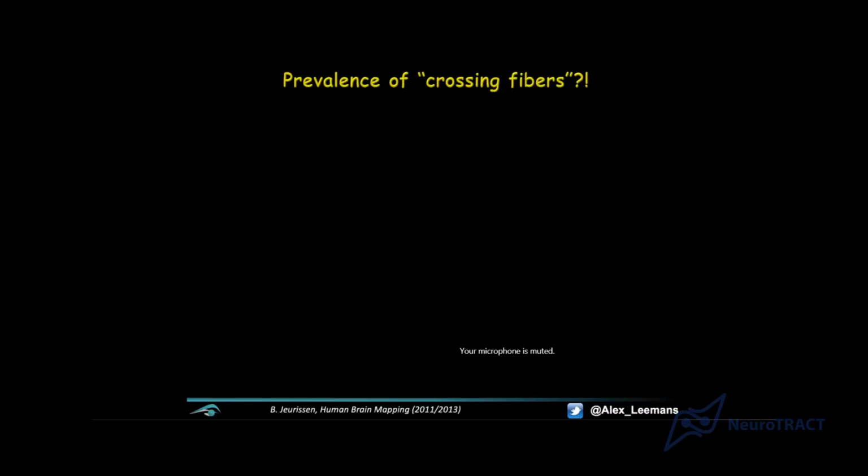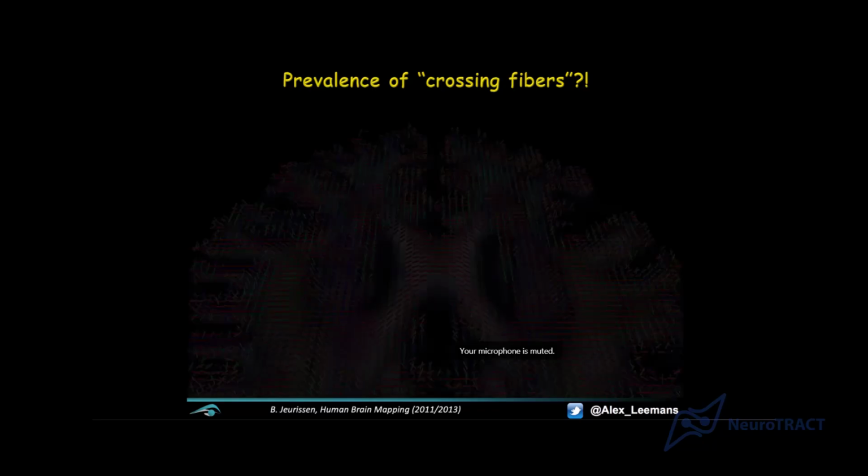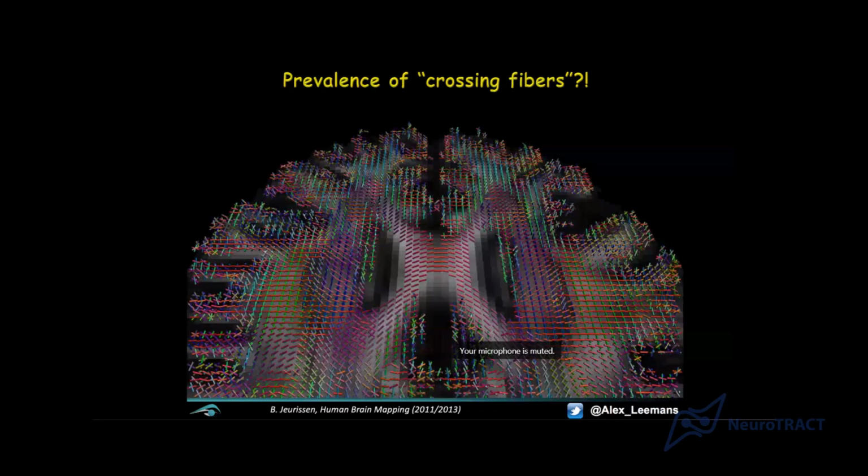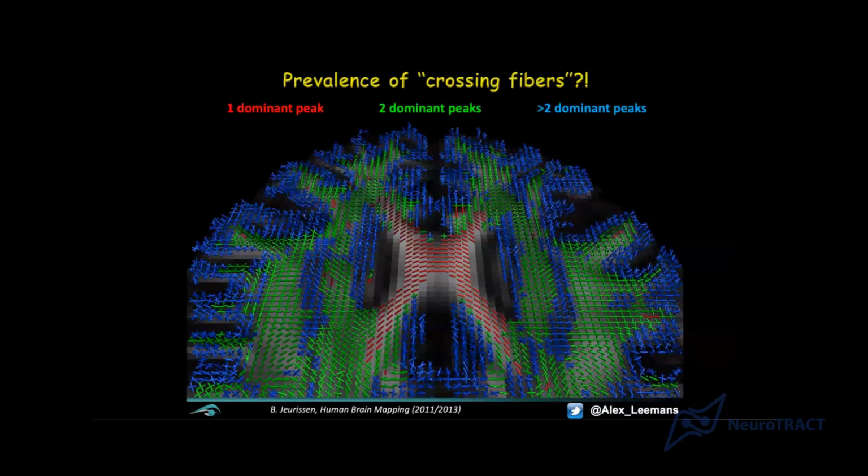So, one question that sprung to our mind was, okay, these crossing fibers, wow, they seem to be quite abundant. How many are there? And so we just did an analysis on a very high quality data set with many directions. And let me color encode it according to number of peaks. So then it kind of strikingly shows this information. So you've got one dominant peak. Well, in this case, in red, think of the corpus callosum.